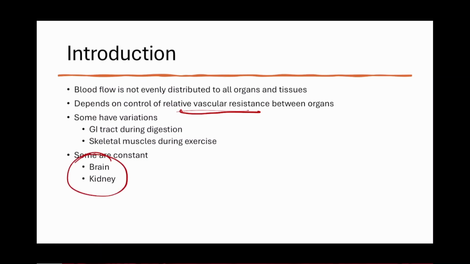Some are constant. The brain and the kidney require constant blood flow. They can't deviate from that. They get messed up. We'll talk about what happens when those two systems don't get constant flow.